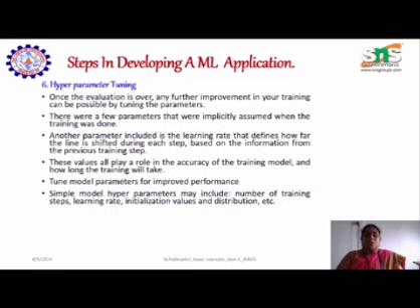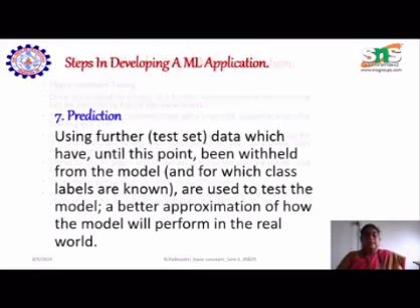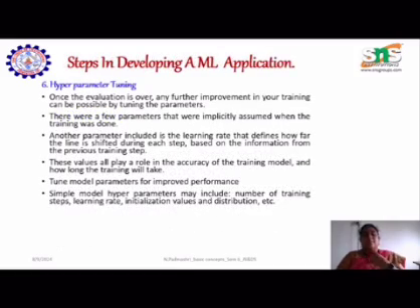Hyperparameter tuning: these are some of the few parameters that were implicitly assumed when the training was done. Some of the parameters included to train, like the learning rate, define how far the line is shifted during each step based on information from the previous training step. So tune model parameters for improved performance. Some few parameters have to be tuned in order to get a proper improved performance.